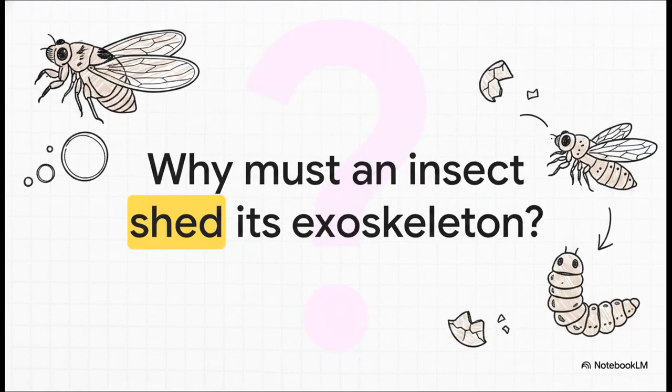Okay, let's keep that momentum going. Quick quiz 2. Why must an insect shed its exoskeleton? Is it A, to breathe faster, B, to change its food, C, to create room for growth, or D, to strengthen its muscles? What's the fundamental biological why behind this whole process?